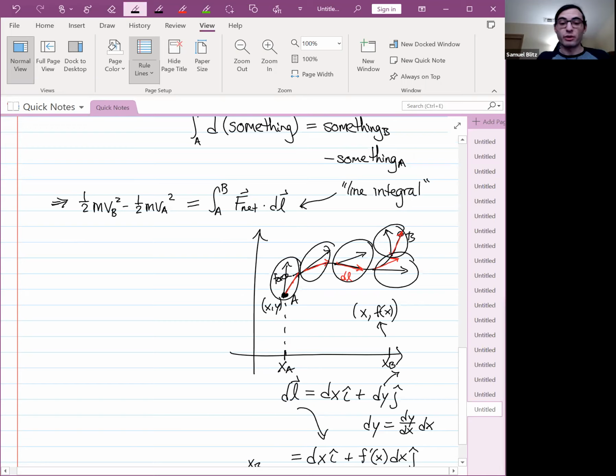So this is just a number. It spits out a number, right? And then you'll know that 1/2 m vb squared minus 1/2 m va squared is equal to a number. And then you could, if you knew, say, the initial velocity at position A, then you could solve for the final velocity at position B.